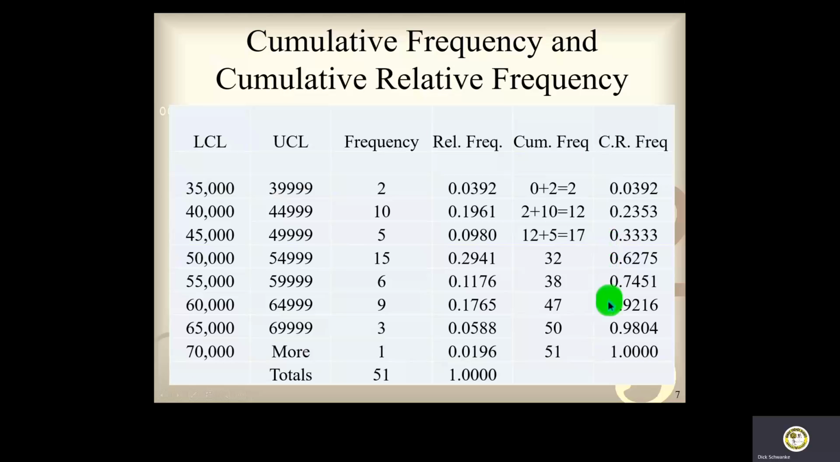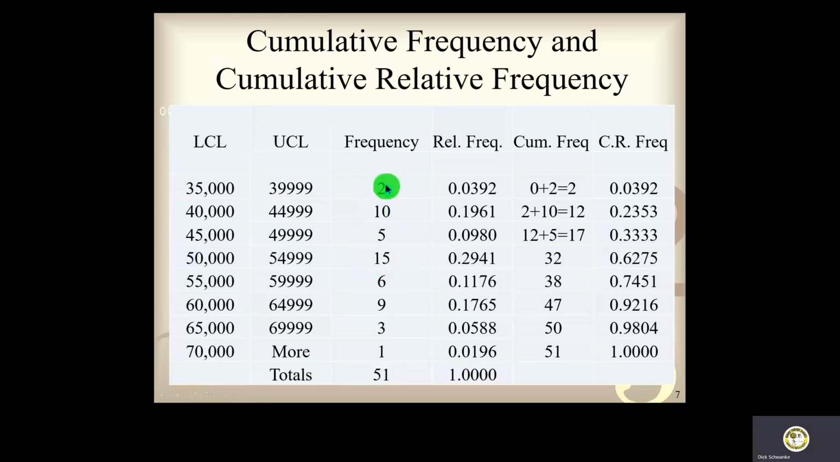And we just keep on going until we get down to the bottom. And the last number in the cumulative relative is the same as the 1 of the whole. So there it is. The 1 matches up to the 1 right there, just like the 51 is the same as the 51 there.